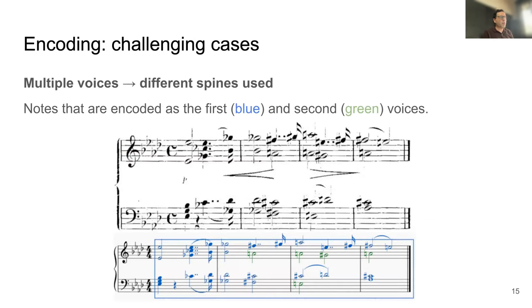Or a typical thing we found is we had many voices inside the staves. So we used different spines, in the terminology of Kern. There are different lines of encoding, one for each voice.